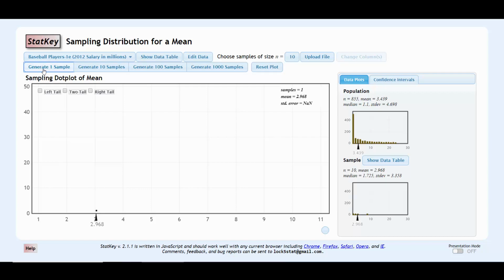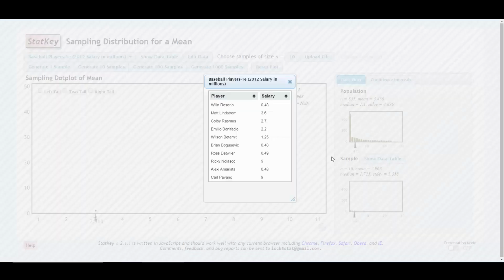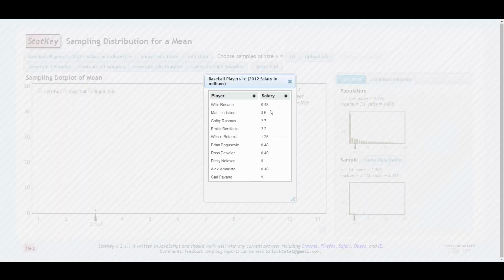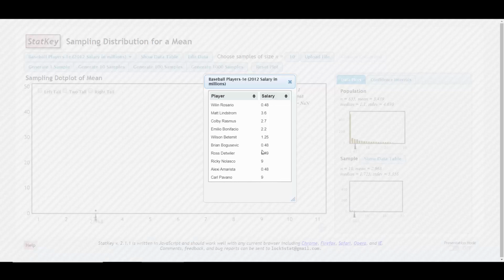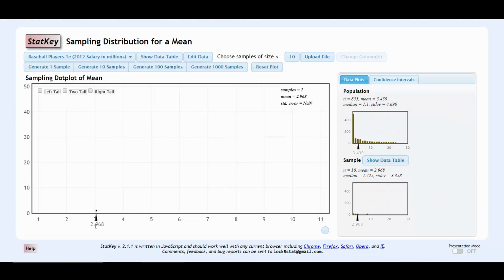Boom. All right, so it randomly selected 10 players, and we can even see the 10 players that they randomly selected if we click over here on Show Data Table. You can see the 10 players that they selected, and they took the average of these 10 salaries. The average was 2.968, and it plots that down here on the dot plot. And then I'm going to do it again. I'm going to put those 10 players back in the population, and I'm going to randomly select another 10. And you'll see I got another dot here just above 3 million. So when I took the average this time, we got just above 3 million.